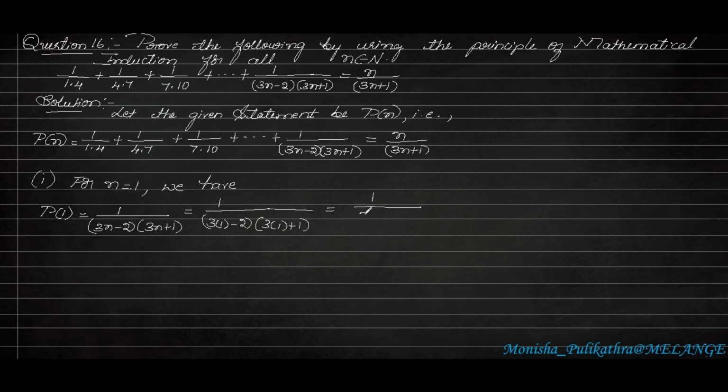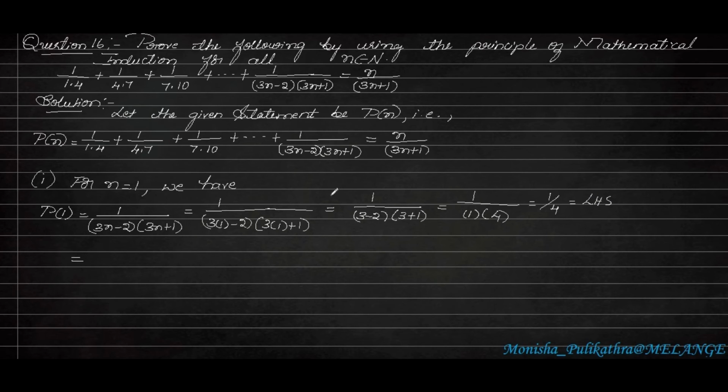So 1 by here, 3 minus 2 into 3 plus 1. So this will become 1 by 3 minus 2 is 1, 3 plus 1 is 4. So this will be equal to 1 by 4, which is LHS.